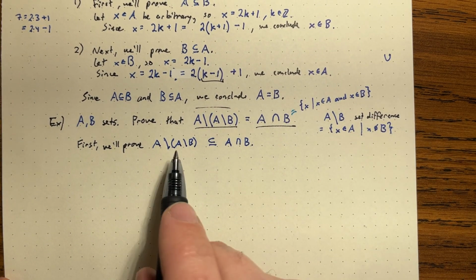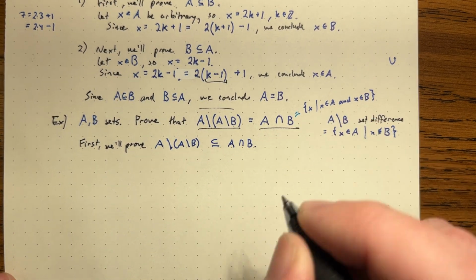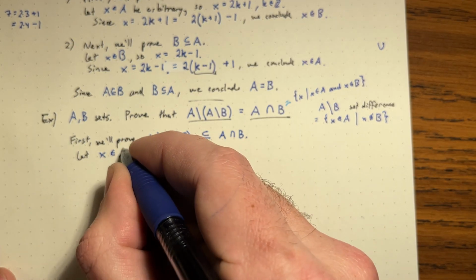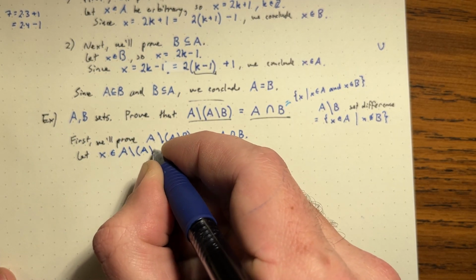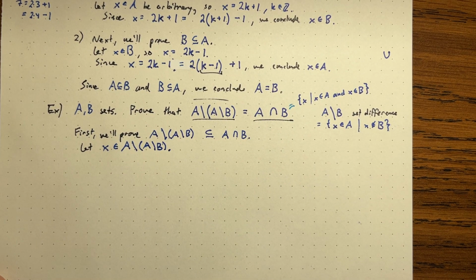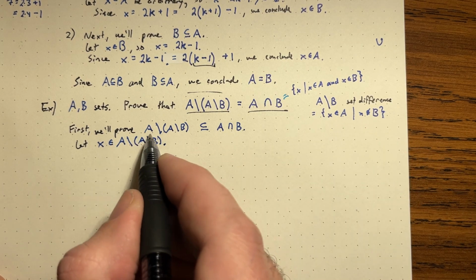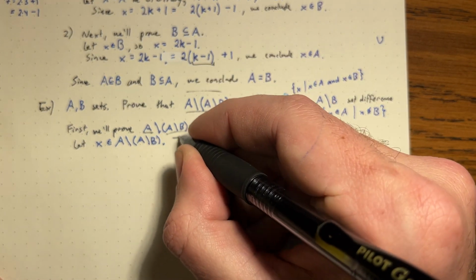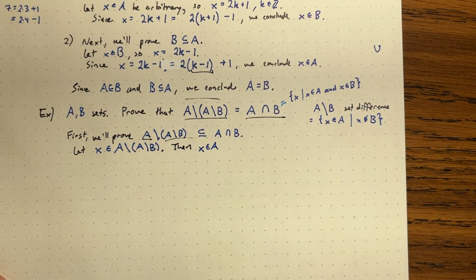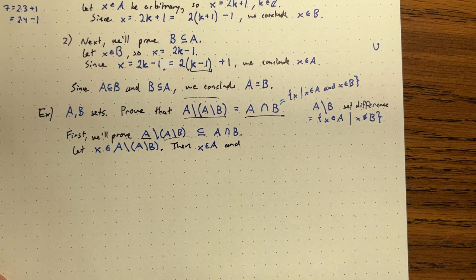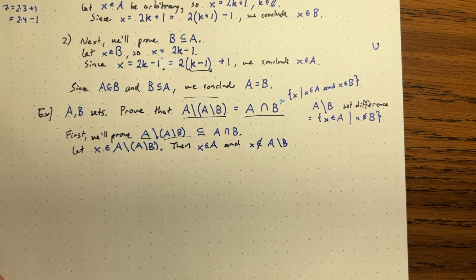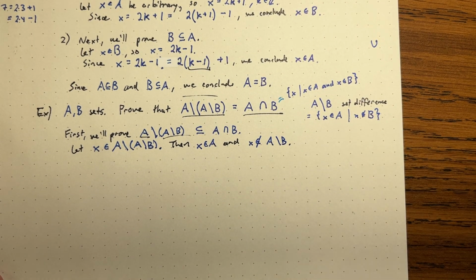Where do we start? We start by taking an arbitrary element of this. So we'll let x be an arbitrary element of this. So just let it be some element of this. Okay. What does that mean? Well, it means that x is in this thing, but not in that thing. So then, x is in A, right? We know x is in A for sure. And we know x is not in A minus B. Okay. Great.